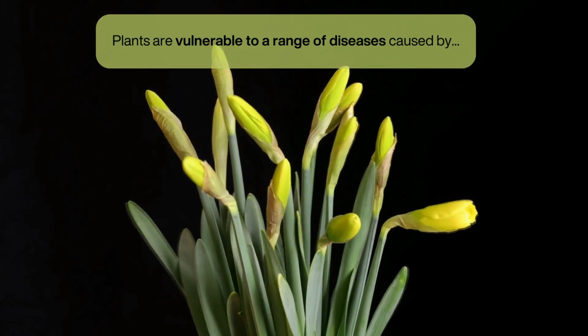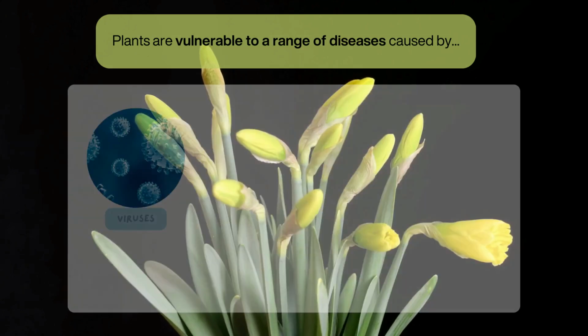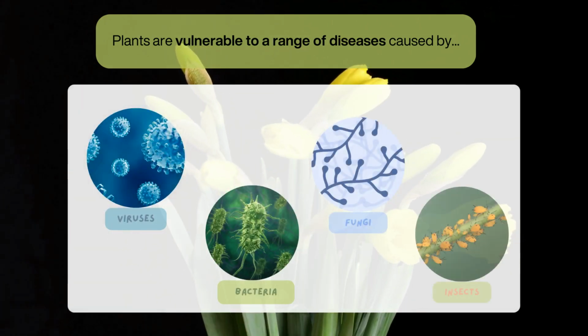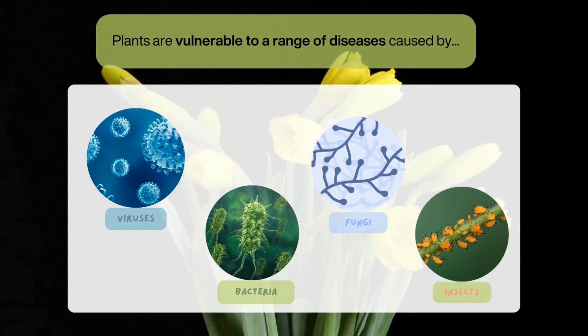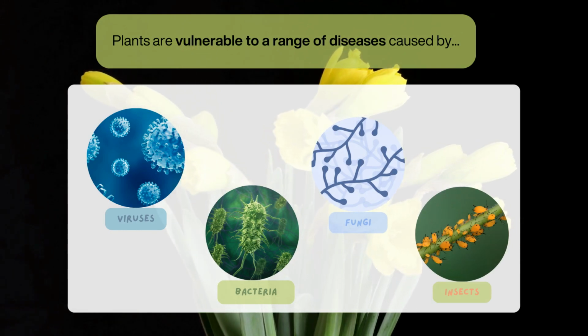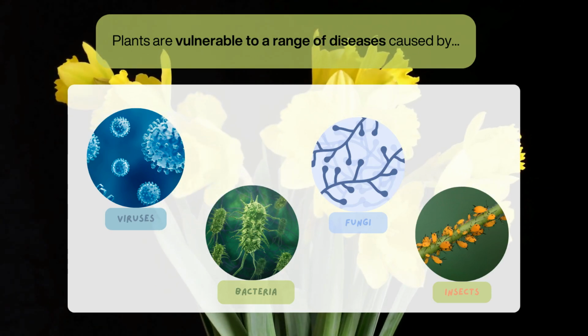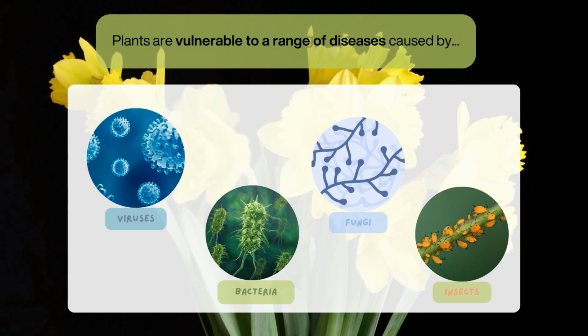Plants are vulnerable to a range of diseases caused by viral, bacterial, and fungal pathogens, as well as damage from insect pests such as aphids. Understanding the symptoms and methods of transmission for these diseases can help in managing and preventing them effectively.